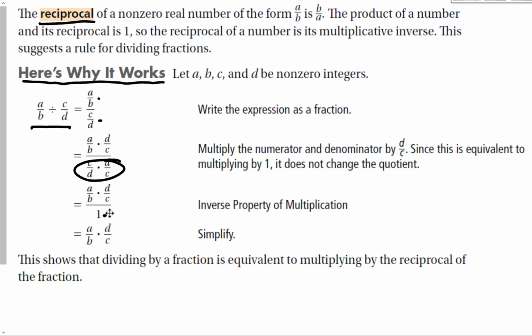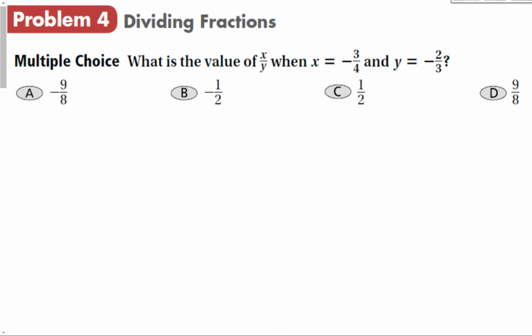Inverse property of multiplication says that that turns into 1, and when we simplify, we get a over b times d over c. This shows something very important: that dividing by a fraction is the same thing as multiplying by the reciprocal of that fraction. Very important theorem there.